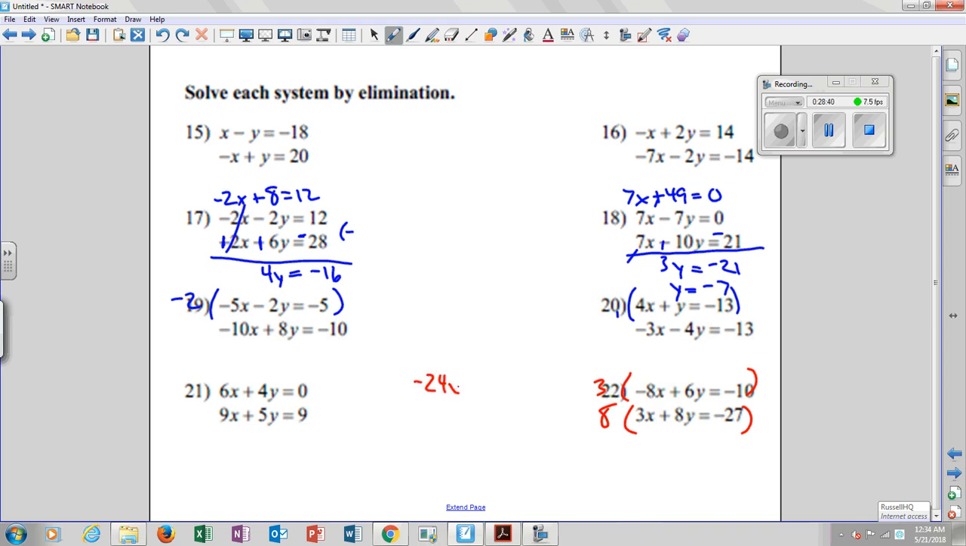Gives me negative 24x plus 18y equals negative 30. And on the bottom, that's 24x plus 64y equals 216. Those cancel. 18 plus 64 is 82y.